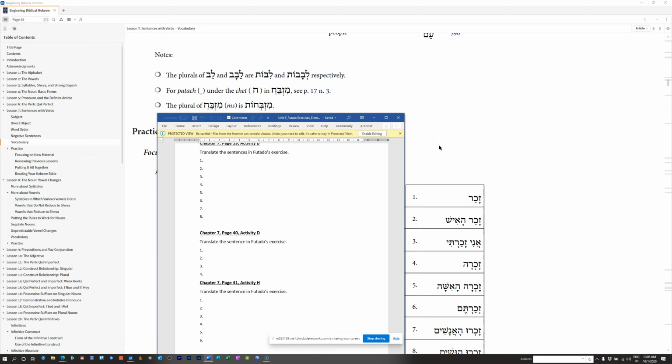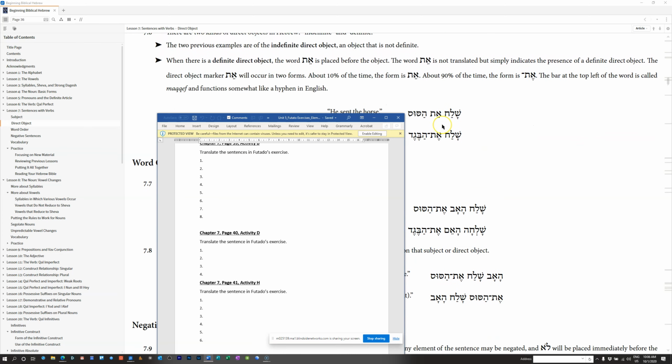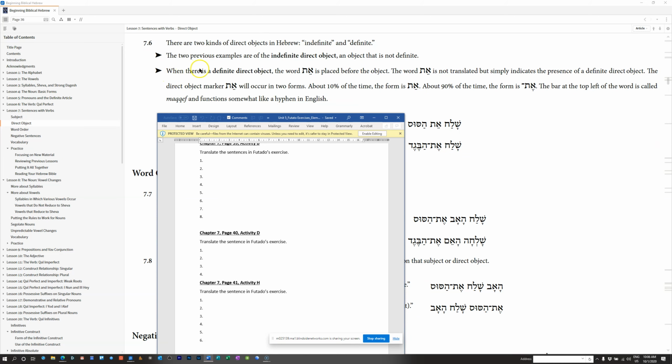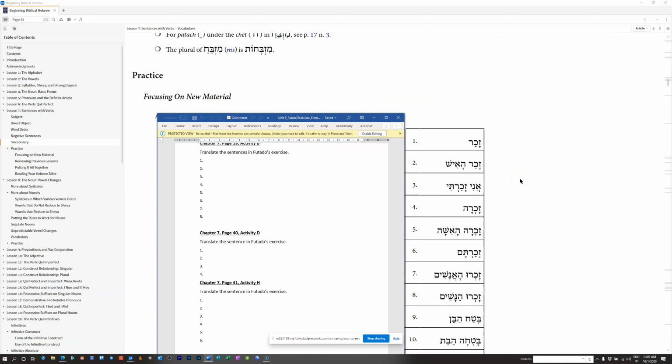Okay, yeah. So up here, when there's a definite direct object, the word ate is placed in front of the subject. Sometimes this ate will get connected with what we call a makaf. This is basically like a hyphen in English, and it will be et instead of ate when that makaf is there. But that is what designates a definite direct object.